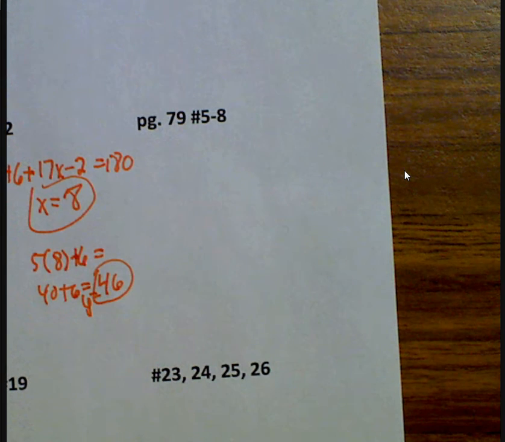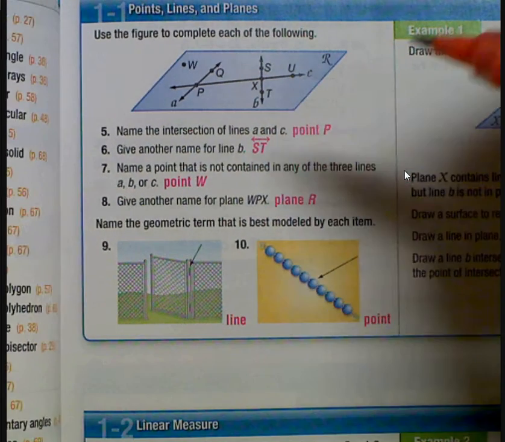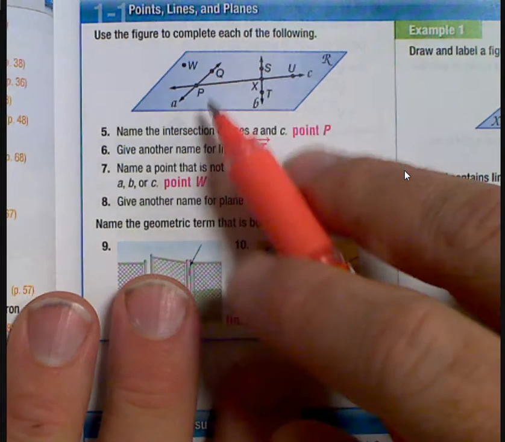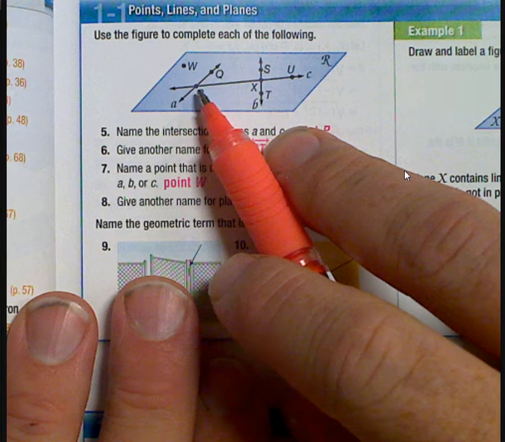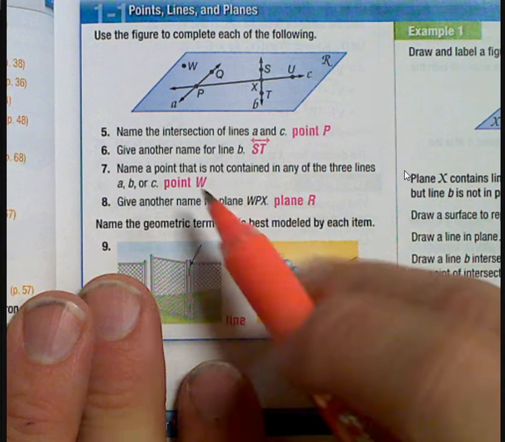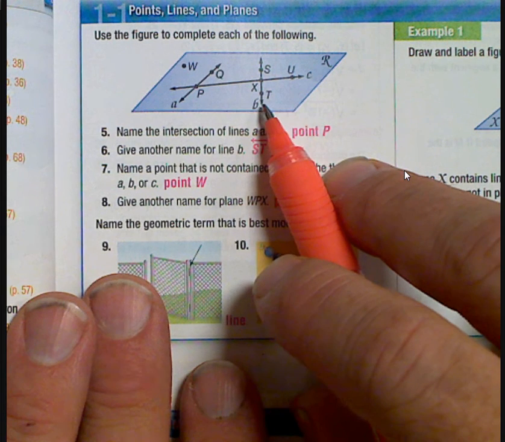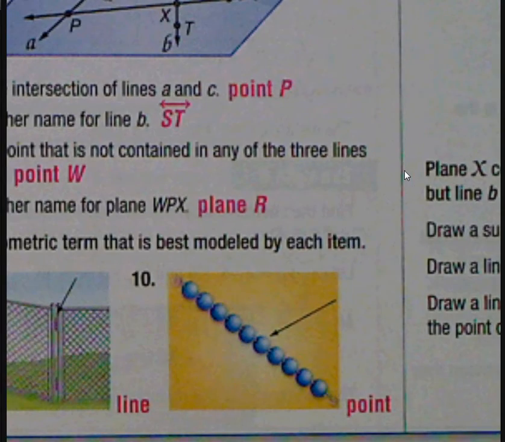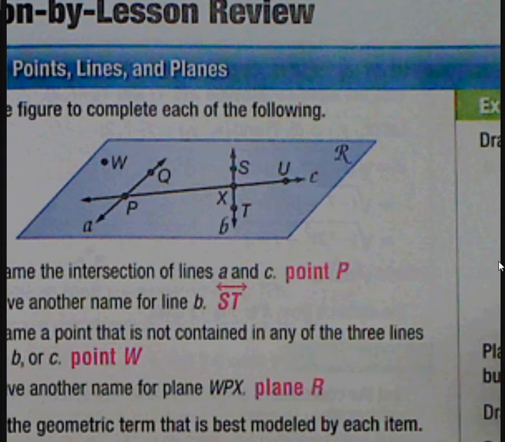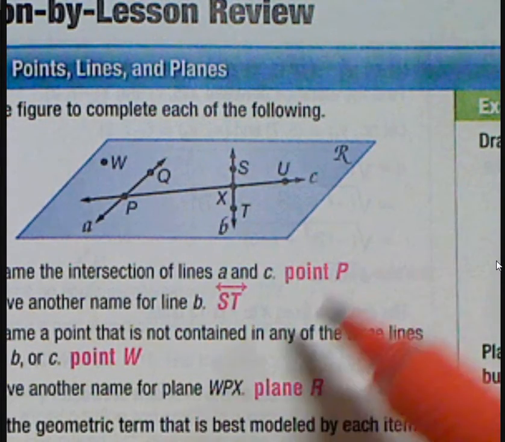Page 79, number 5. Name the intersection of lines AC. So intersections of lines would be a point. So here's A, here's C. So they intersect at point P. Give another name for line B. Line B is right here, and a different name for a line would be 2 points on the line. So ST, and then I need to draw the arrow on top, the line, and that would be another name.